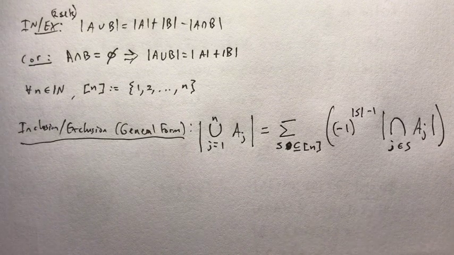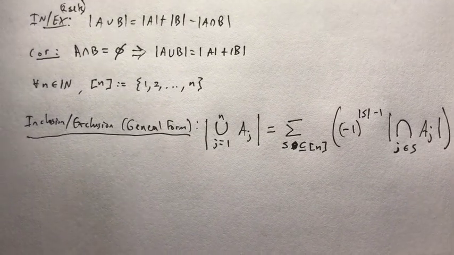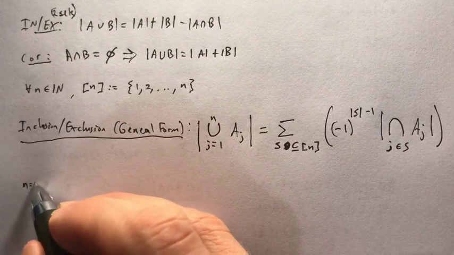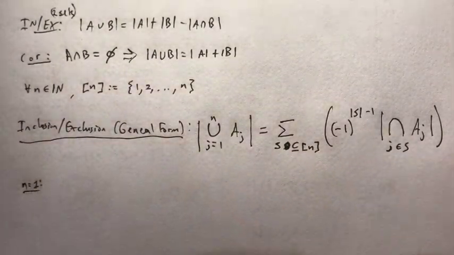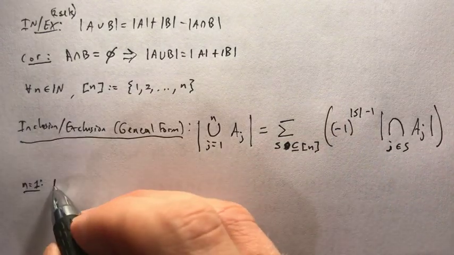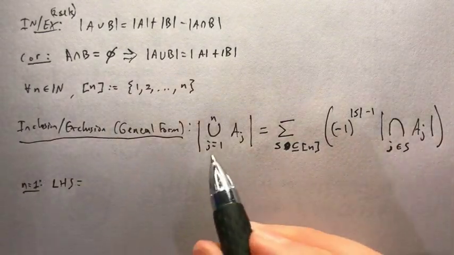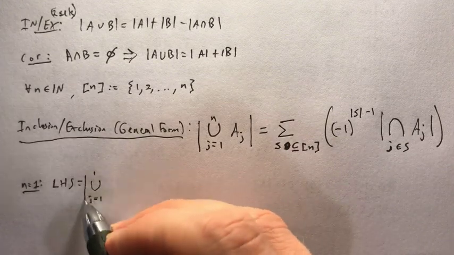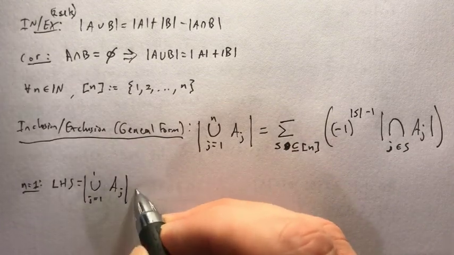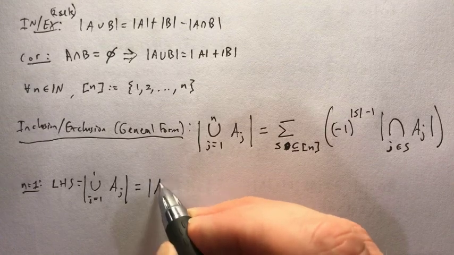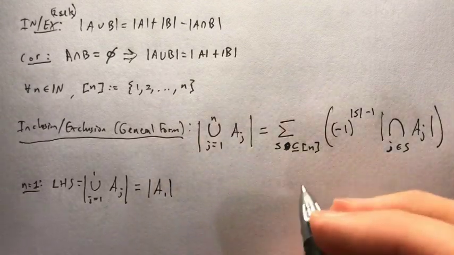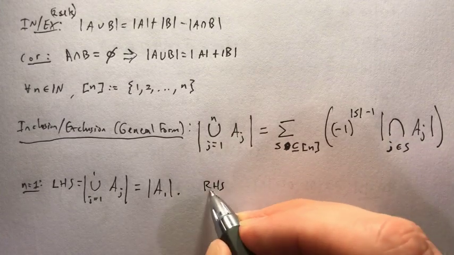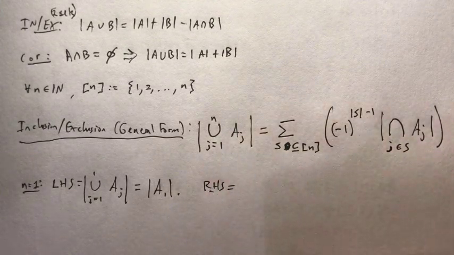All right, so before I prove this, I want to try to just make sense of the statement. So let's set n equal to 1 and try to make sense of this statement. On the left-hand side, we're going to have the size of the union as j goes from 1 up to 1 of A_j. Well, this is just the size of A_1. And on the right-hand side, we're going to have what?